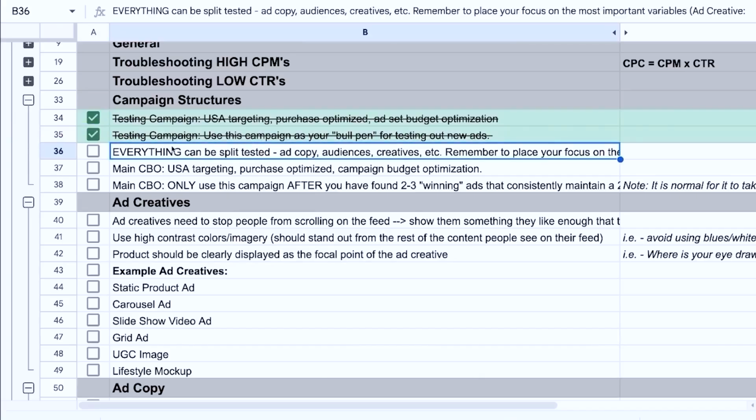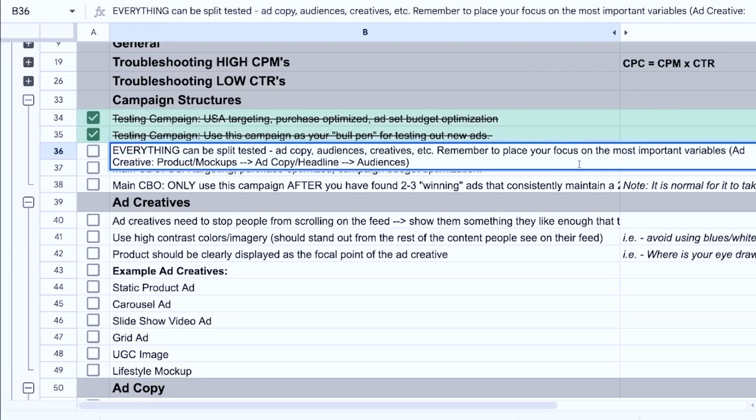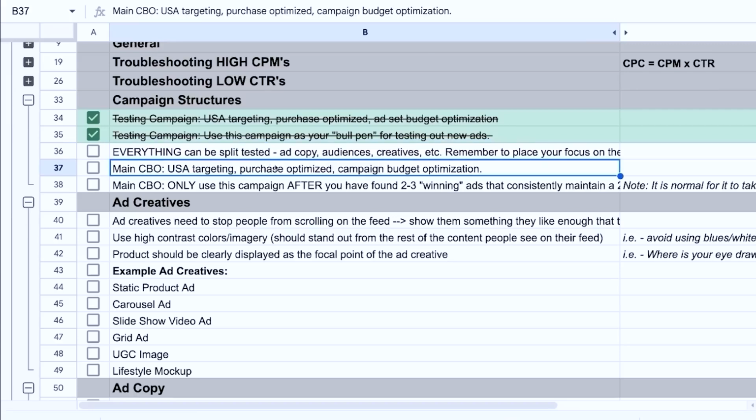And important, this is just a reminder, everything can be split tested. Ad copy, audiences, creatives. Remember to place your focus on the most important variables, which is your ad creative, product / mockups, ad copy / headlines, and then your audiences last.